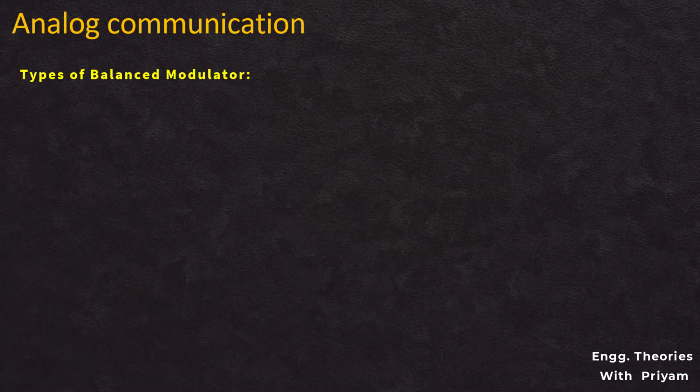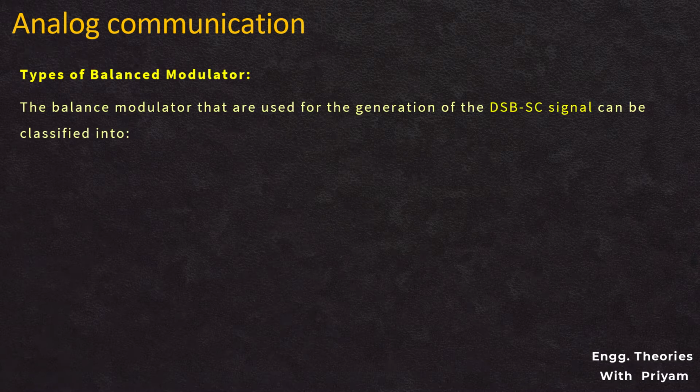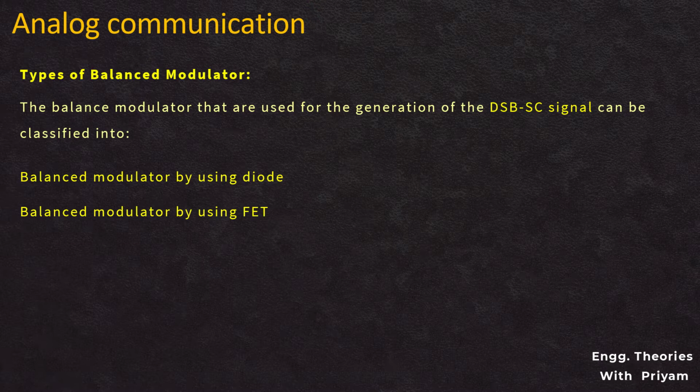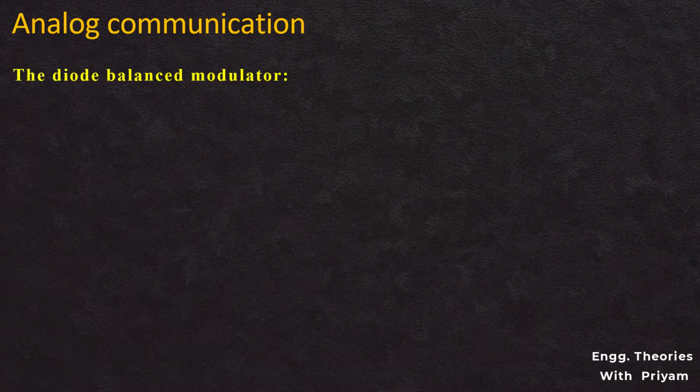Types of balanced modulator. Based on the use of the nonlinear device, the balanced modulator can be constructed in three different ways for the generation of the DSB-SC modulated signal. Hence, the balanced modulator can be classified as balanced modulator using diode, balanced modulator using FET, and simple AM balanced modulator. In this lecture, we will understand what a diode balanced modulator is and how it functions to generate the DSB-SC modulated signal.